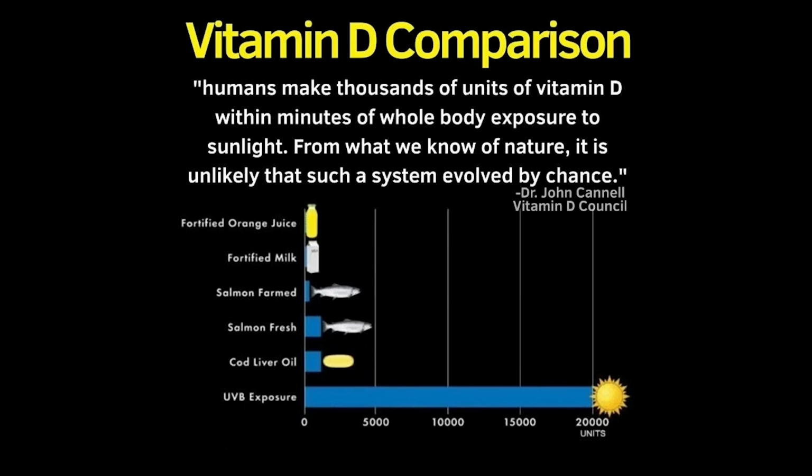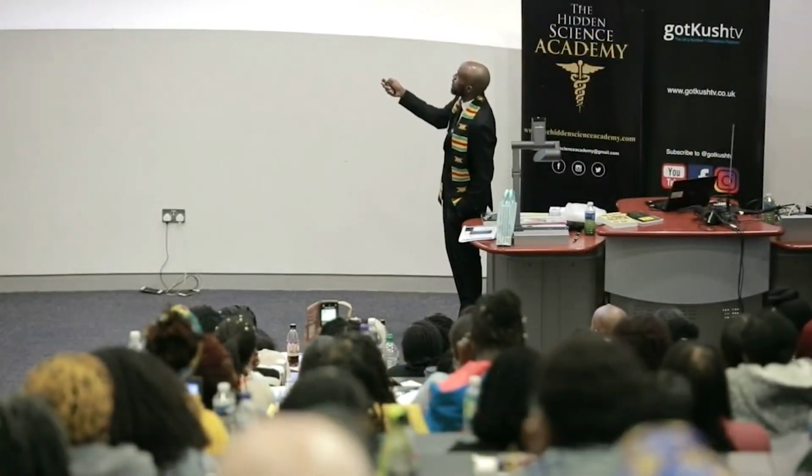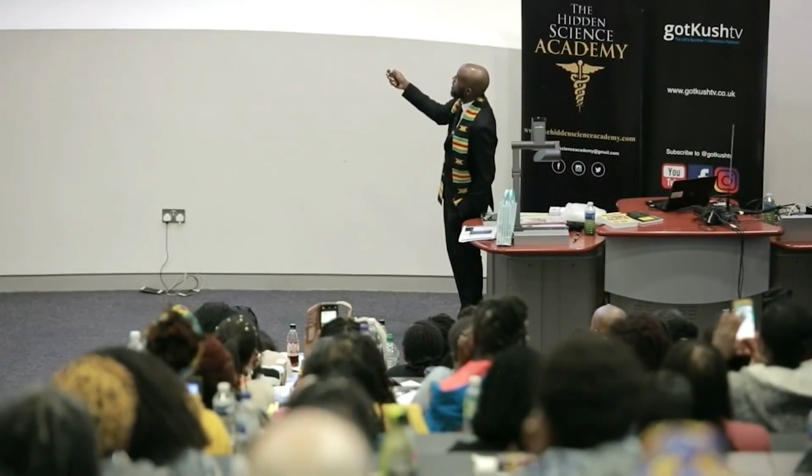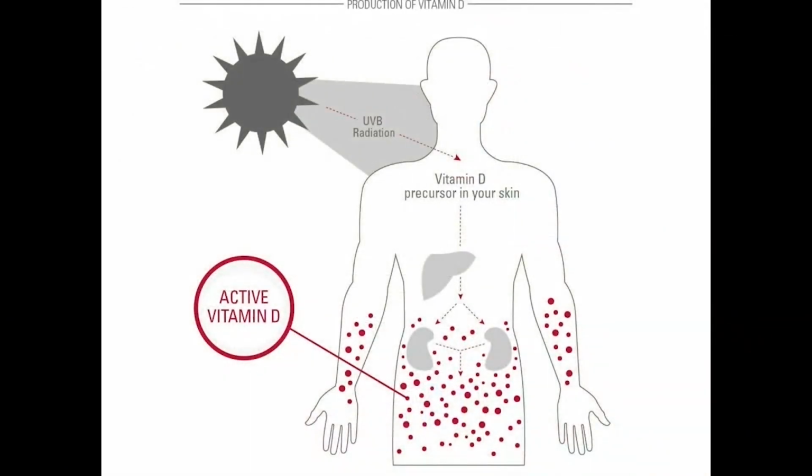So there's only one way. Until they can put the sun in a capsule and sell that to us, there's only one way you can get vitamin D, and that's with your skin exposed to the sun, your skin absorbing it, and it converting cholesterol into vitamin D. So it's UVB radiation hits your skin, which has to be exposed to the sun, and then it converts the cholesterol into a precursor that goes through your liver and kidneys, and then your kidneys produce the active form of vitamin D.